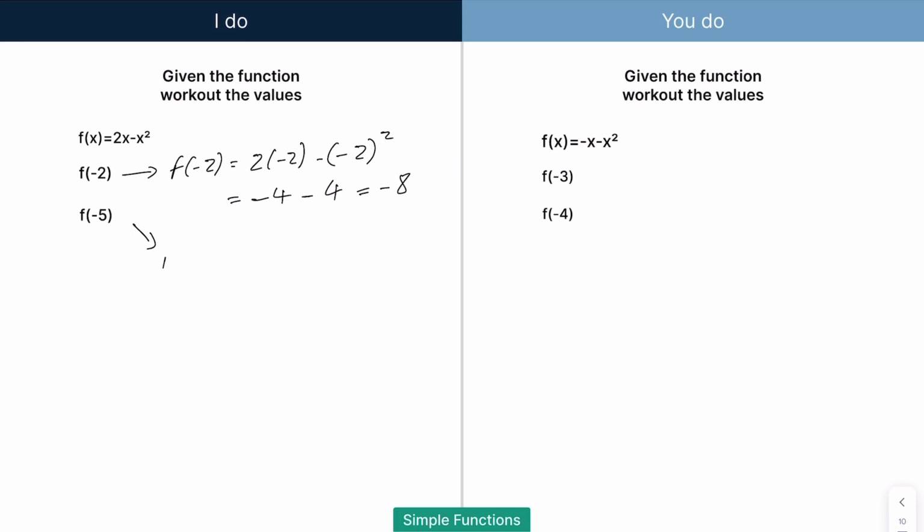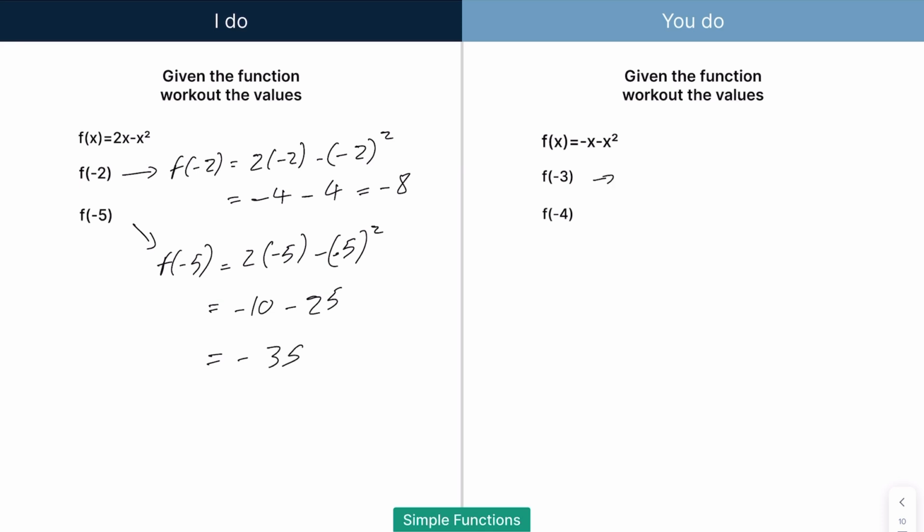With this one, same thing again. We're going to use brackets. It is minus 5, all squared. So this becomes minus 10, minus, and then minus 5 squared becomes 25, which gives you minus 35. So hopefully you've pressed pause and had a go at this one.